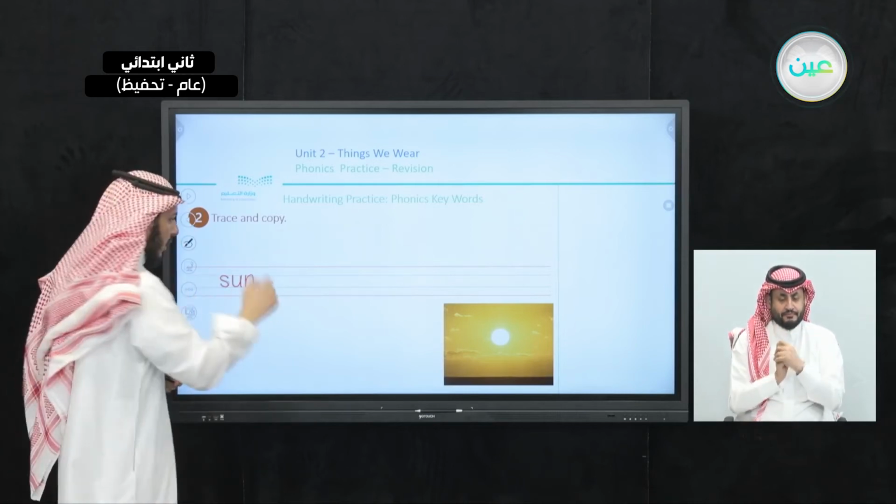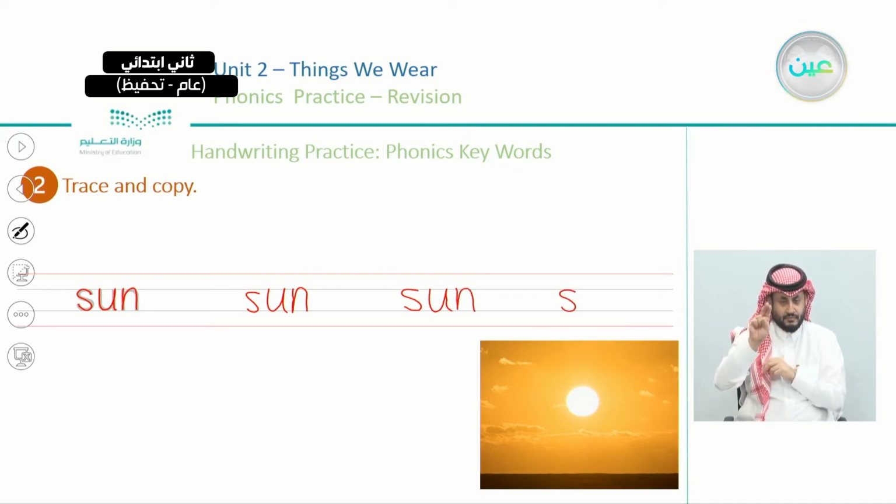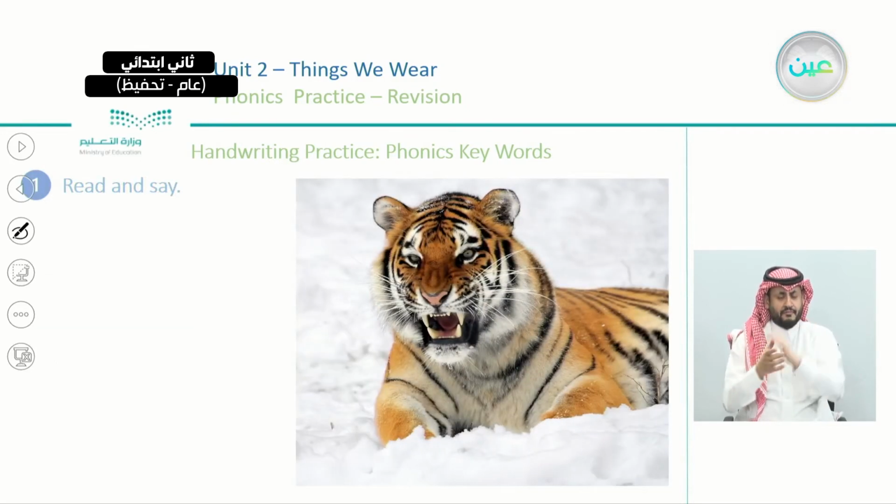Let's write it here. So S, U, then we have N. Again, S, U, N. For the last time, S, U, then N. Now let's say it together. Sun, sun, sun. Excellent.